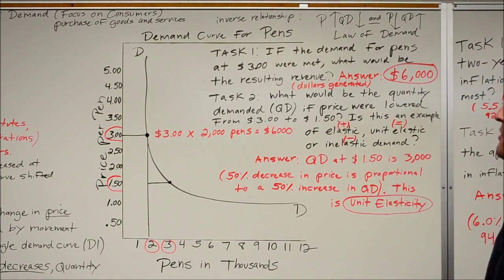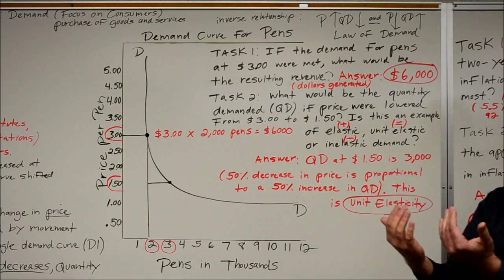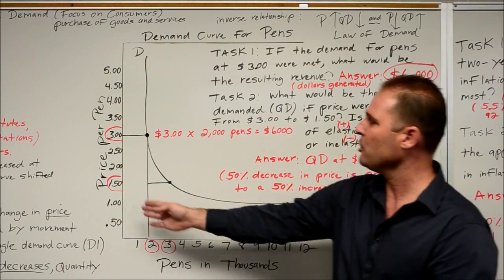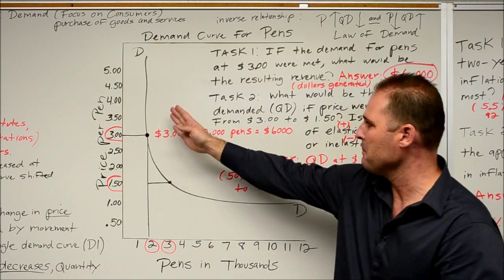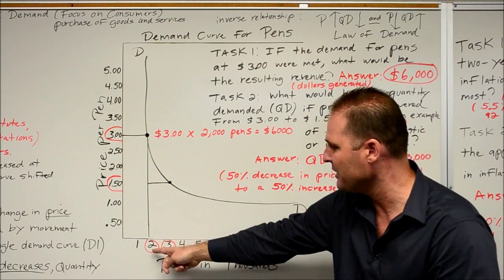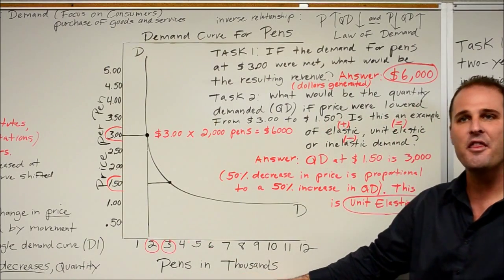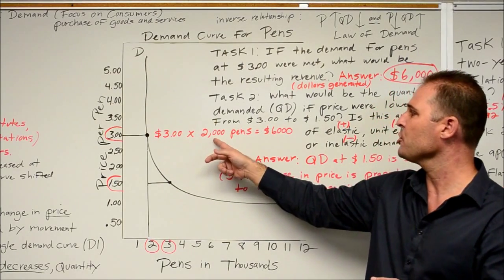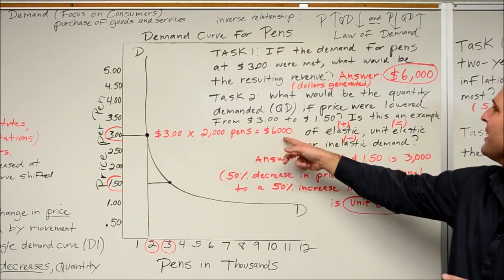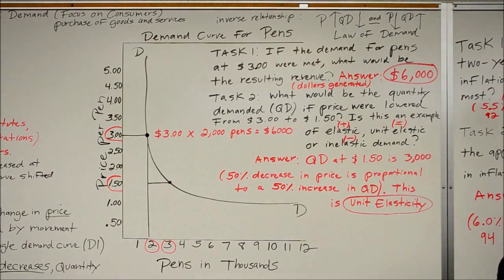So our first task asks us, if the demand for pens at $3 were met, what would be the resulting revenue? Revenue referring to dollars generated. So, if we look on the vertical axis, here is the $3 point. If we move over to where it meets our demand curve, we can look down and see it meets at 2. Again, our units are in thousands. So what we're basically calculating, $3 times 2,000 pens equals $6,000. That is our answer to that task, $6,000 in revenue.